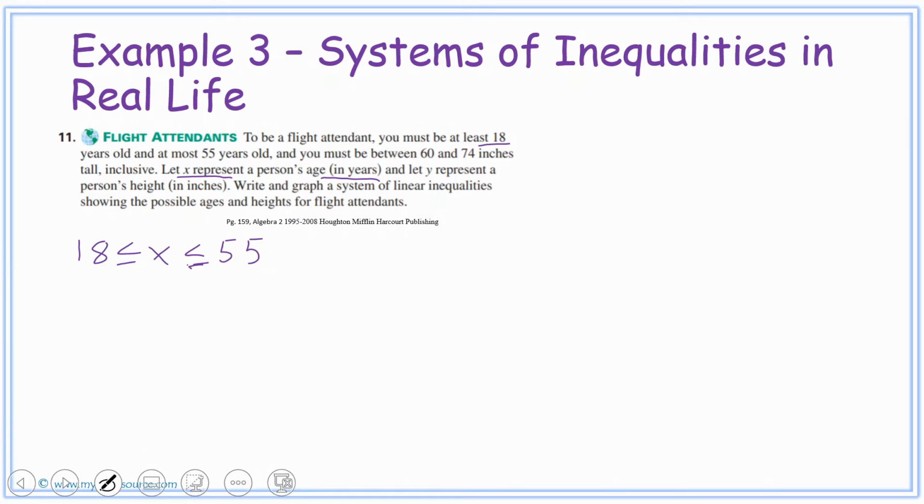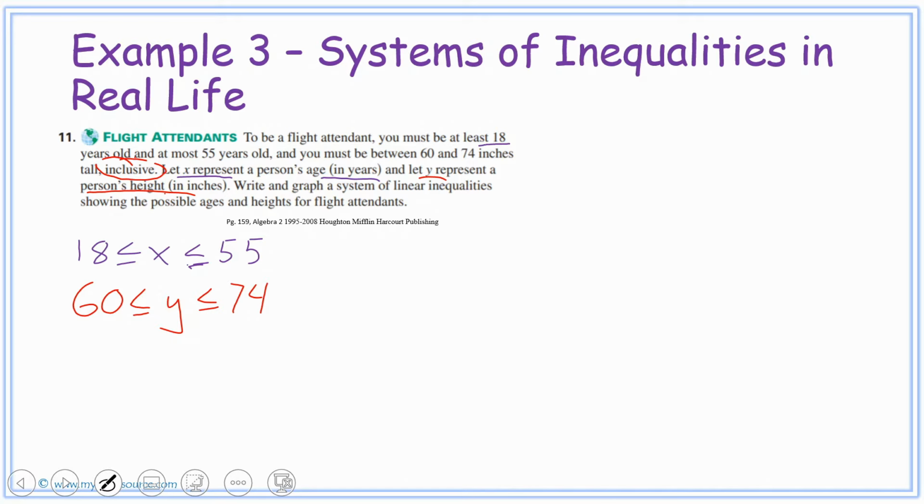Then it gives us the y. They tell you what to choose for y. y represents the person's height in inches. And so, how tall must they be? They have to be in between 60 and 74. Okay, and they let you know that you're going to use the greater than or equal to or less than or equal to signs by using that term inclusive. So we have 60. They are greater than or equal to 60 inches, but less than or equal to 74 inches.